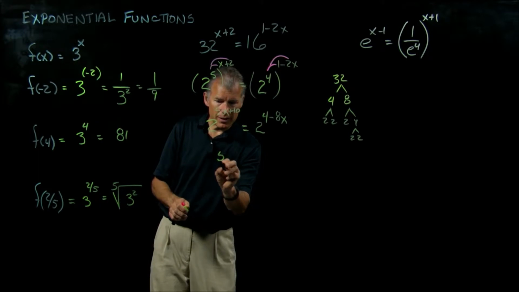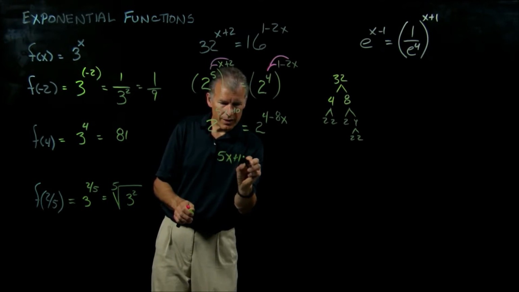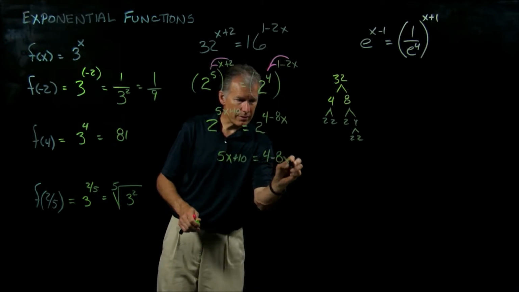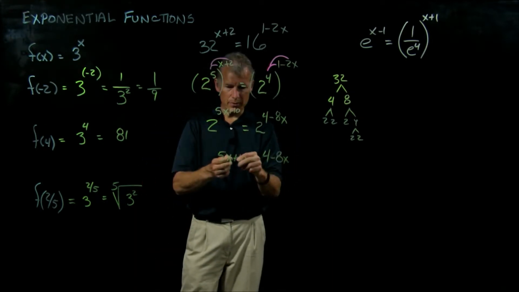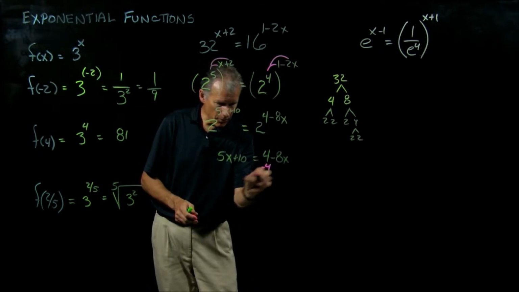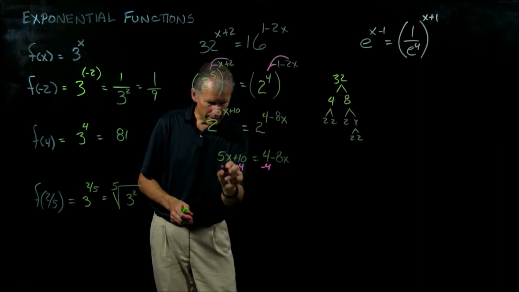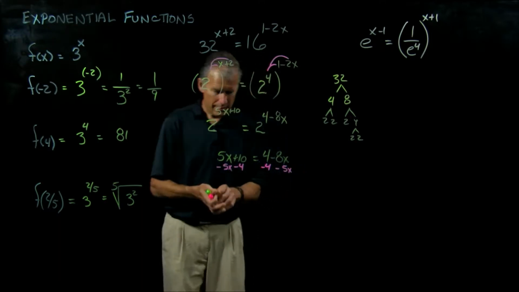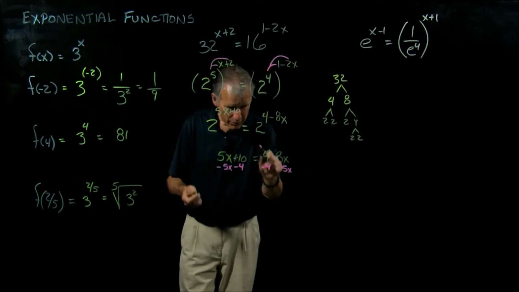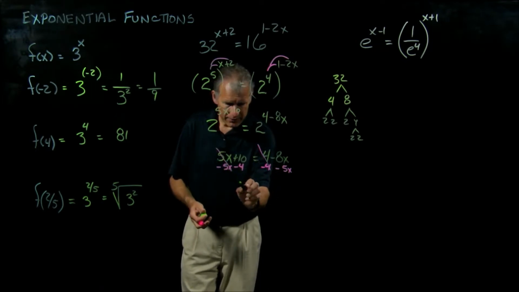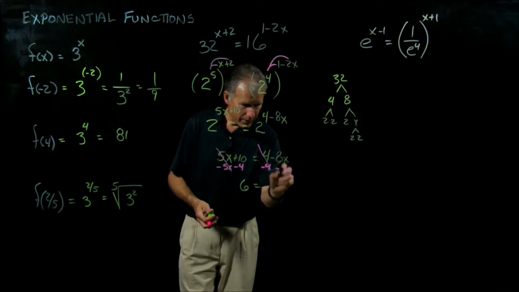Now this becomes just 5x plus 10 equals 4 minus 8x. Right away, we've got rid of all the exponent stuff. So now it's a simple problem. Let's see. We can subtract 4, and let's subtract 5x. Subtract 5x, so we're combining like terms. So of course, this one goes away, that goes away, and I'm left with 10 minus 4 is 6. Over here, I'm left with negative 13x.